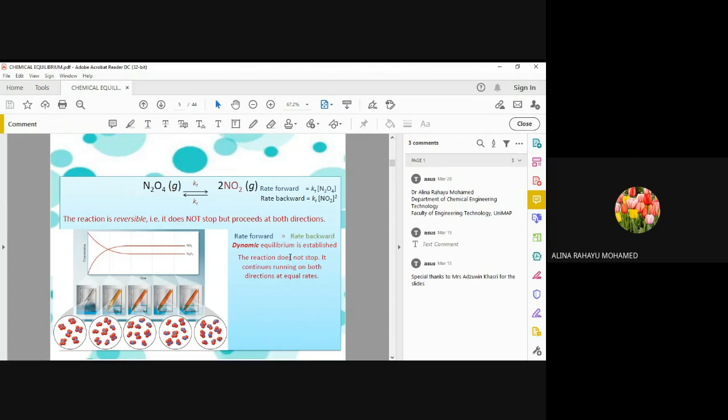The reaction does not stop. It continues running in both directions at equal rates. The forward is occurring, the reverse is also occurring at equal rates. So the rate for the forward reaction can be denoted as Kf times the concentration of N2O4, and the rate for the backward reaction is Kr times the concentration of NO2 to the power of 2.